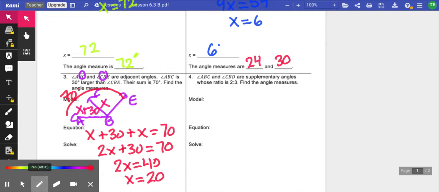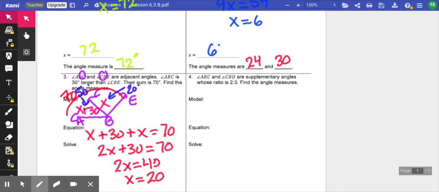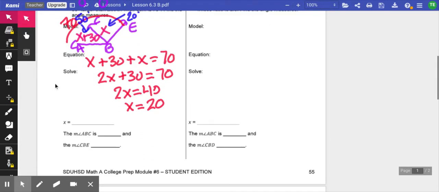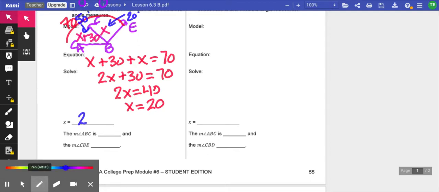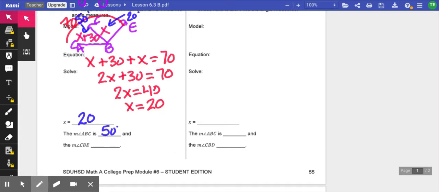And then I need to plug it back in. So here, this is 20 degrees. And 30 plus 20 is 50 degrees. And 20 plus 50 does add up to 70, so I know I'm okay. I need to scroll my page down a little bit. So we found out that x was, sorry, x was 20. And we plugged it back in. And the measure of angle ABC, we figured out that was 50 degrees. And the measure of CBE, that was 20 degrees.